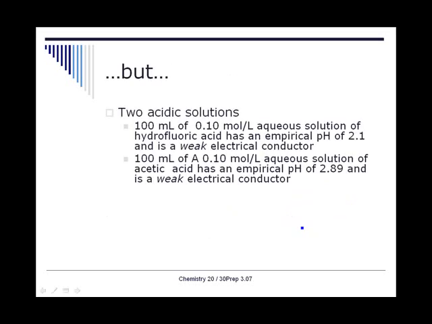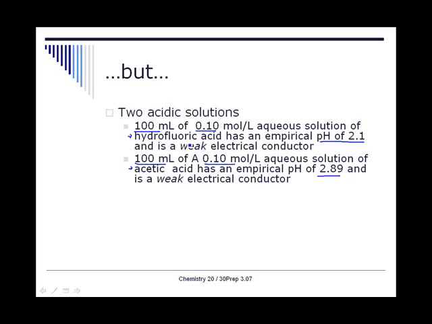But here we have two other solutions. They both have the same volume and the same concentration as the two acids on the last slide. So same volume, same concentration. They're both acids. One's hydrofluoric acid, the other's acetic acid. However, if you look at their pHs, they are actually not 1, which is not what we would expect. Hydrofluoric acid, at a concentration of 0.1 mole per liter, has a pH of 2.1, and acetic acid has a pH of 2.98.